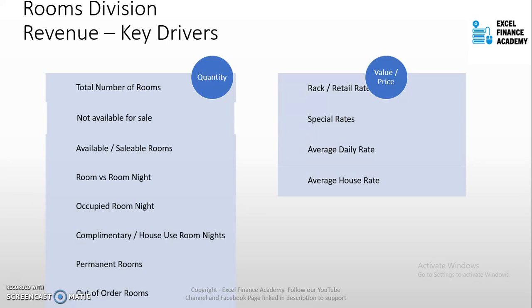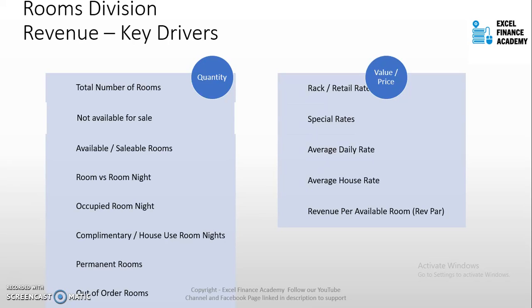Now we have the average house rate. The average house rate is calculated based on total occupied room nights, including the complimentary and the paid occupied room nights. This is only for statistical purposes. It does not really have any significant impact.